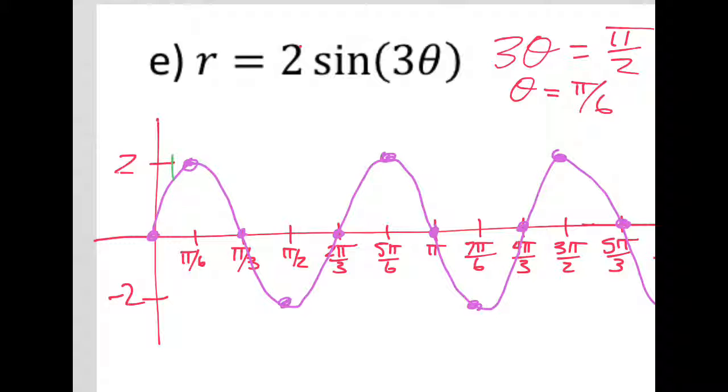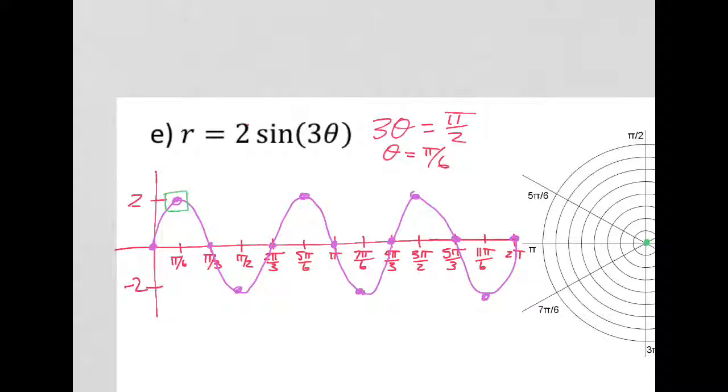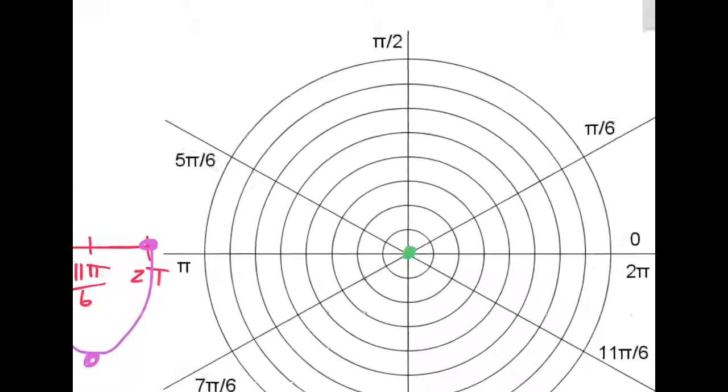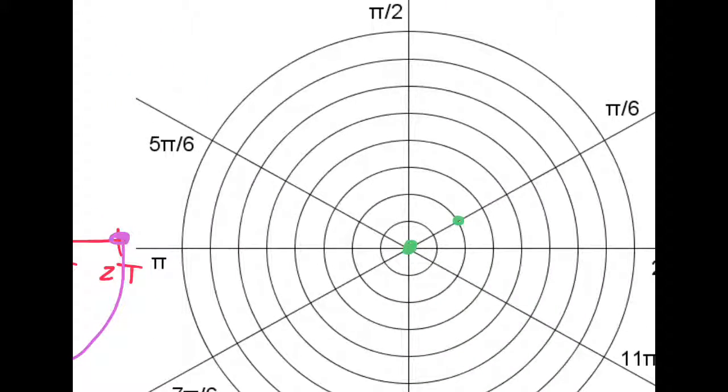First key point then after the pole is at pi over 6, so we have an r value of 2. So at pi over 6, we're up here at 2. And I'm actually going to double all these so we can make this graph a little bit bigger.